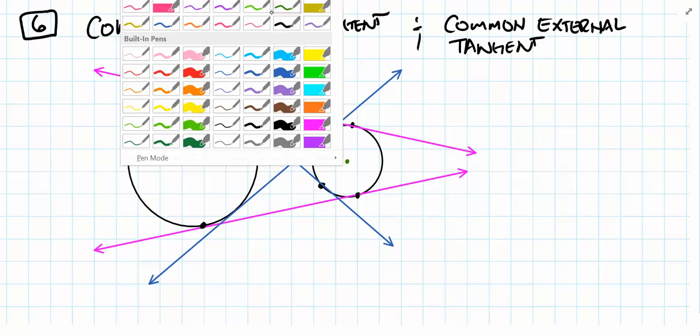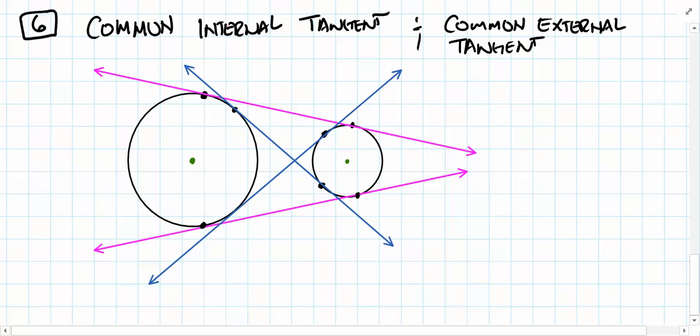The official way is to draw a segment between the diameters. Common internal tangents cross that segment, and external tangents do not. Do you see the difference between the two? If you draw a segment that connects the two diameters, the internal tangents would cross that line, and the external tangents would not. That's the official way of actually saying it. Okay, I'm going to stop.